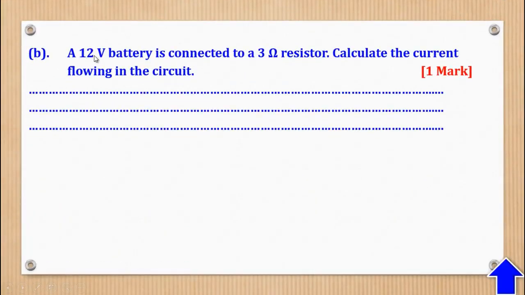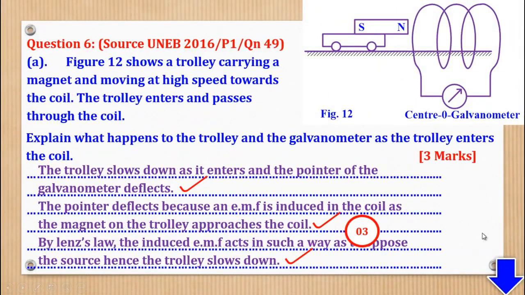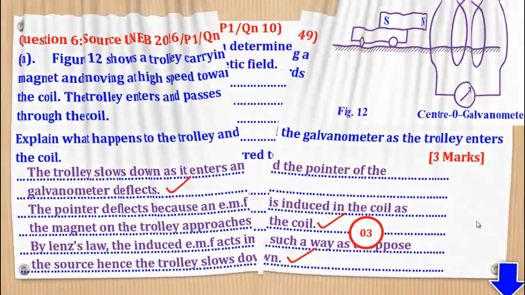Part B says that a 12-volt battery is connected to a 3 ohm resistor. Calculate the current flowing in the circuit. First of all, you have to know that V is equal to IR. We know V is 12 and R is 3, therefore when you substitute, you shall be having only I as an unknown, and when I make I the subject, I come up with my current as 4 amperes. So basically that's what they wanted, and that's how you can get the 1 mark on this part. So that was question 6. Now let's go to the next question.